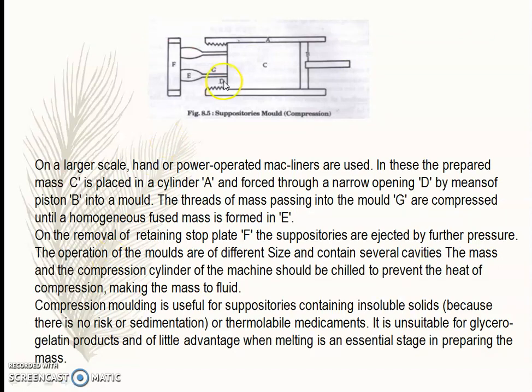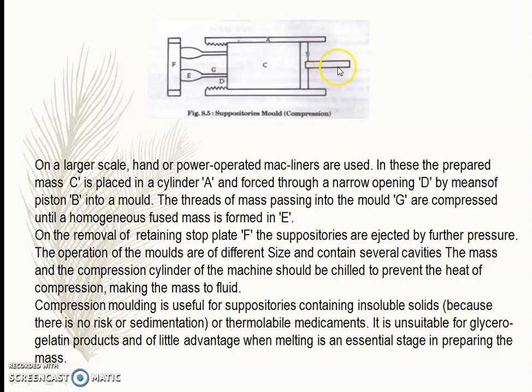This is the suppository mold which is used for the compression method. In this, the prepared mass C is placed in the cylinder A, and forced through the narrow opening D by means of piston B.